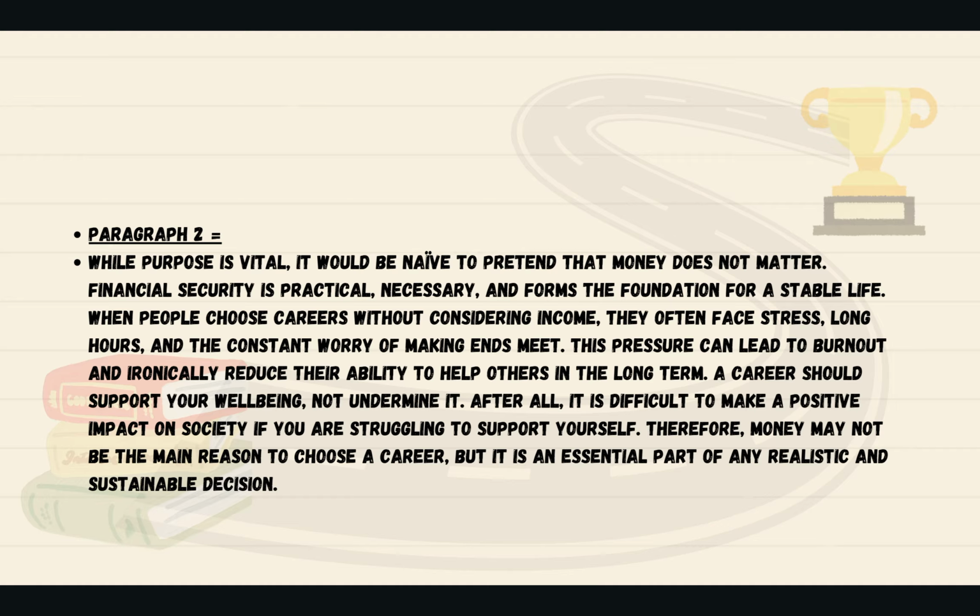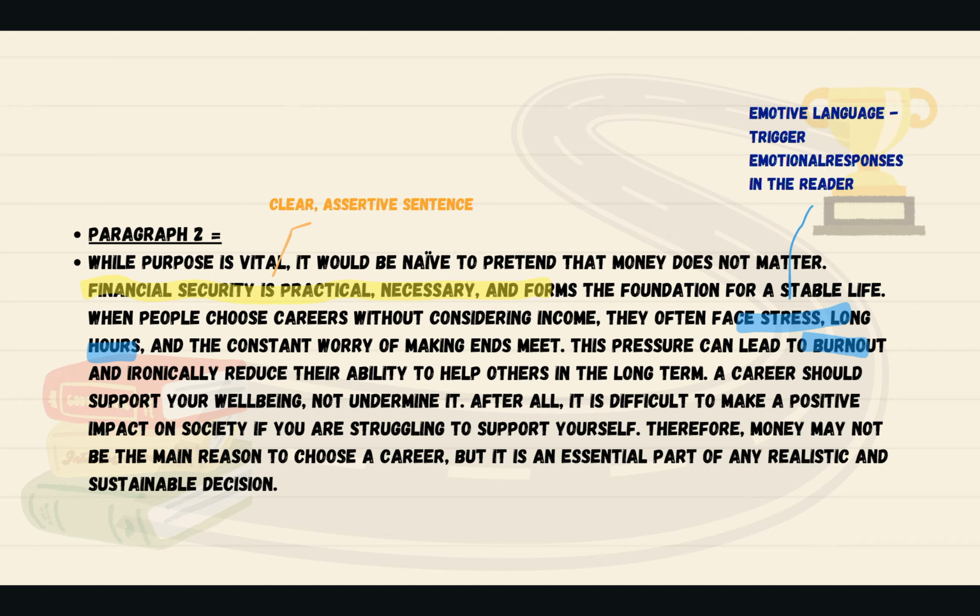After all, it is difficult to make a positive impact on society if you are struggling to support yourself. Therefore, money may not be the main reason to choose a career, but it is an essential part of any realistic and sustainable decision. Here in the yellow quote, we have a clear, assertive sentence. In the blue, "face stress, long hours, and burnout," we have examples of emotive language, which can trigger emotional responses in the reader. In pink, "the ability to help others in the long term" is an example of forward-looking reasoning.